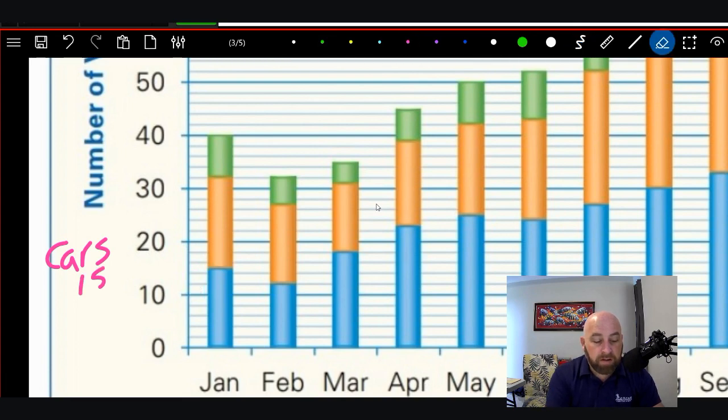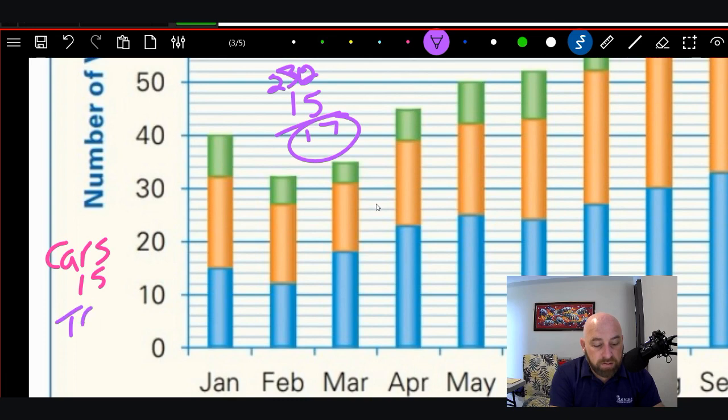Okay. Now, here's an interesting question about this next one. How many trucks did we sell? Well, the trucks start at 15, so you have to do a little subtraction here. So they start at 15, and where do they end? Okay, the trucks look like they end at 32. So 32 minus 15 would give us our answer here. So that would be 17 trucks.